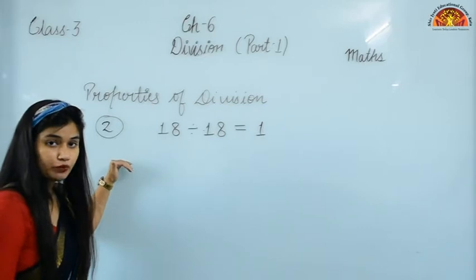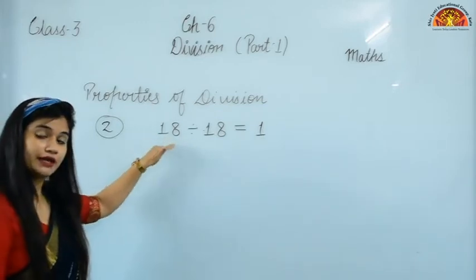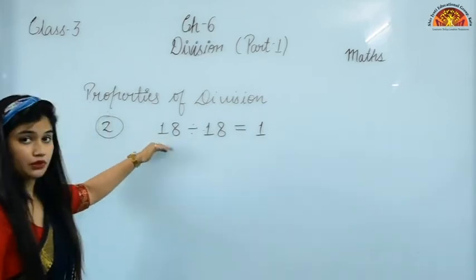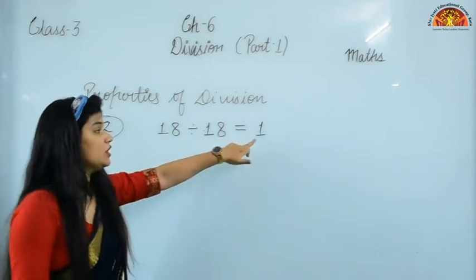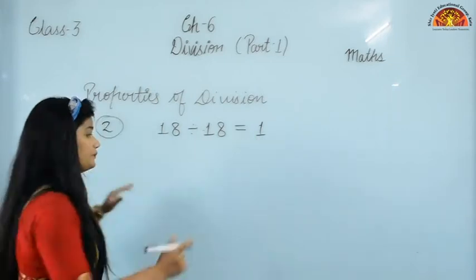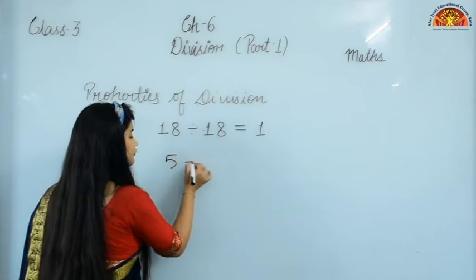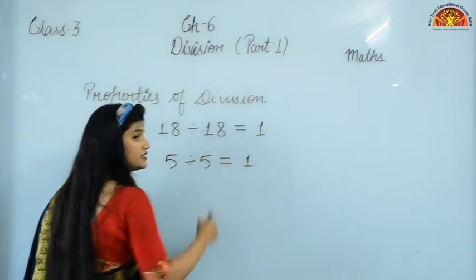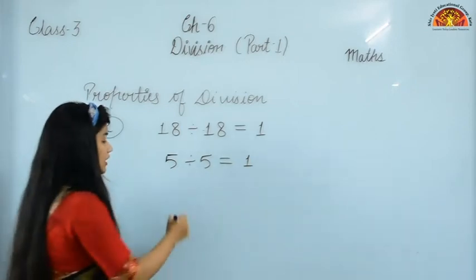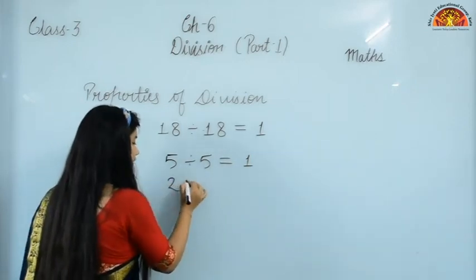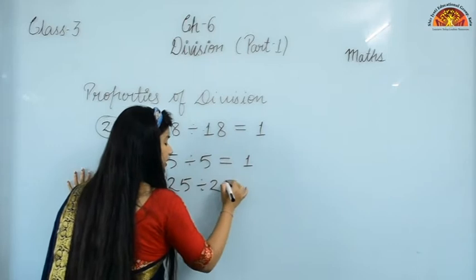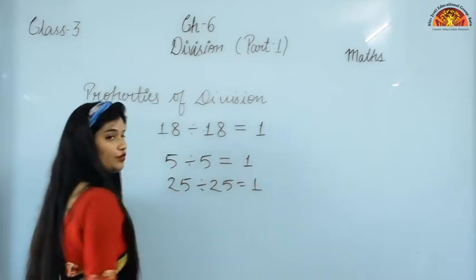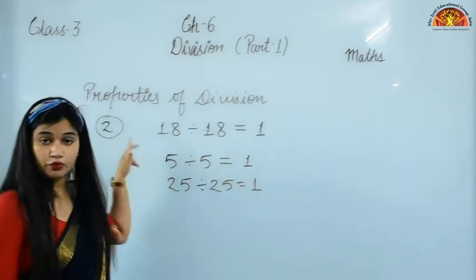And what is the second property? If you divide a number by the same number, अगर आप किसी नंबर को उसी नंबर से डिवाइड करोगे, you will get the result 1. If you are dividing 5 by 5, आप 5 को 5 से ही डिवाइड कर रहे हो, what will be the answer? The answer will be 1. If you are dividing a number like 25 by 25, again you will get the answer 1. Is it clear? And this is the second property.